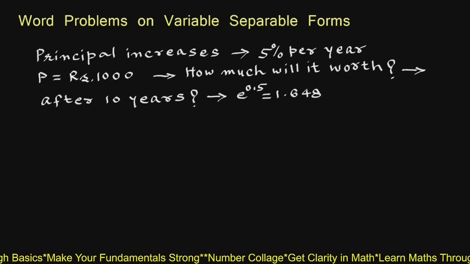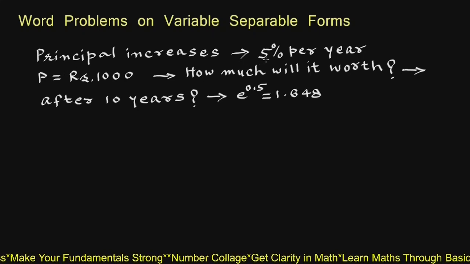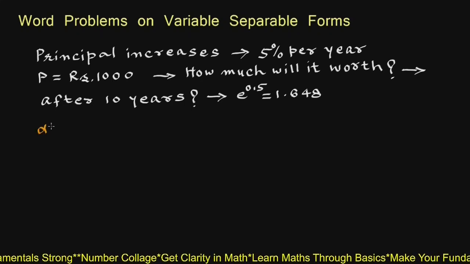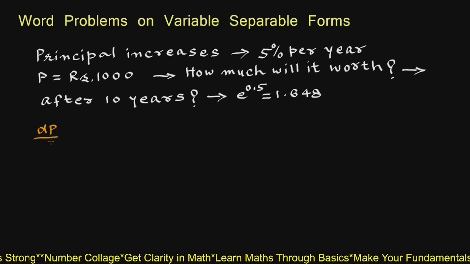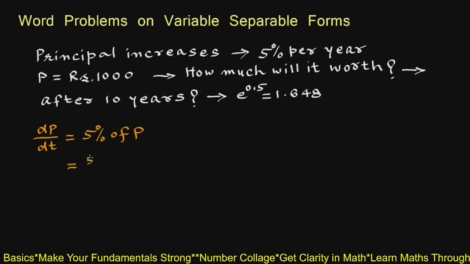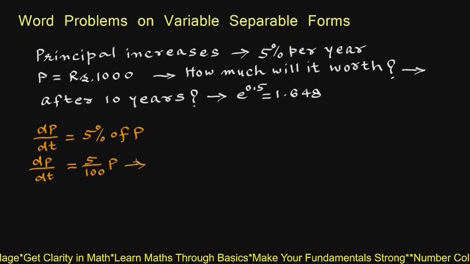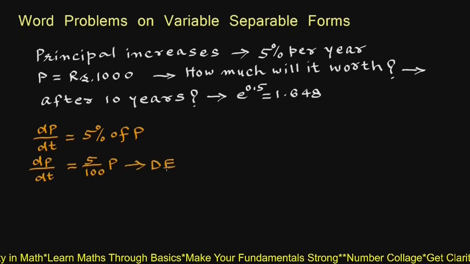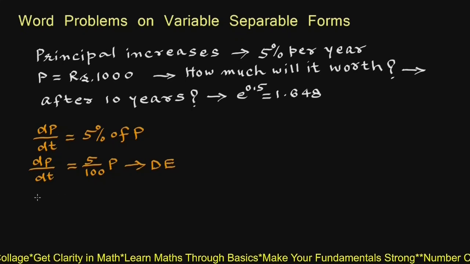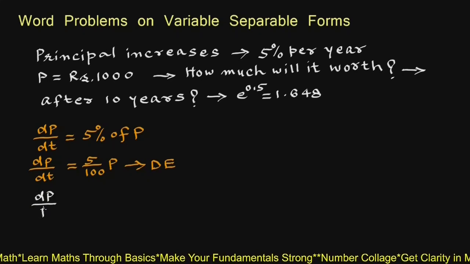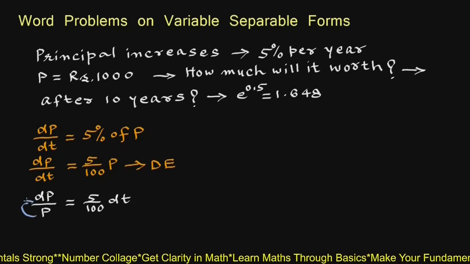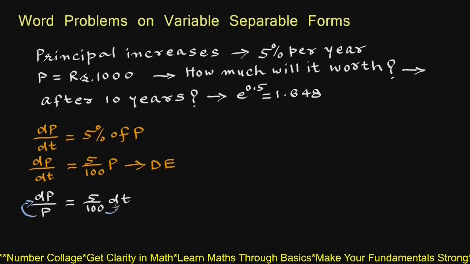Principal increases continuously at the rate 5% per year, which means rate of change of principal, that is dp by dt, is 5% of principal p, which is 5 upon 100 p. So this is the differential equation we have to solve. We separate the variables by cross multiplication. So it will be dp upon p equals 5 upon 100 dt. Function of p with dp, constant with dt.